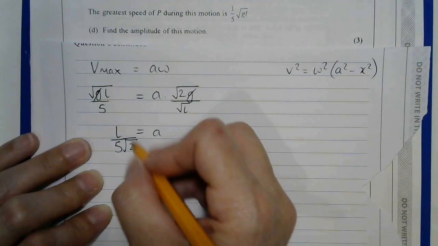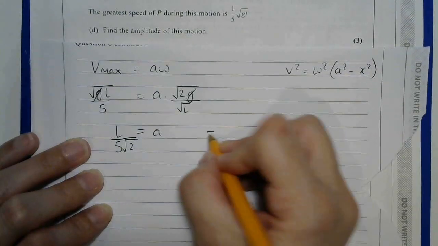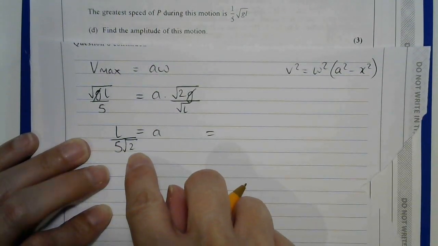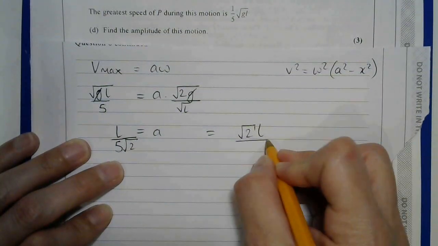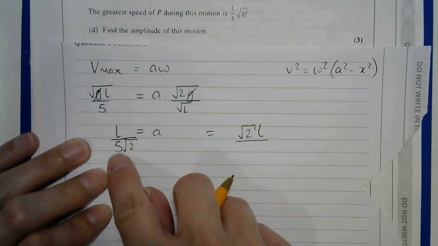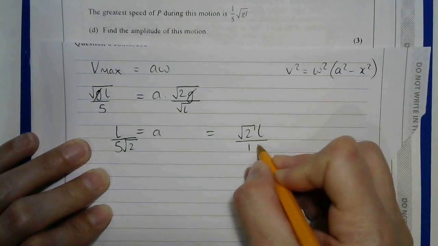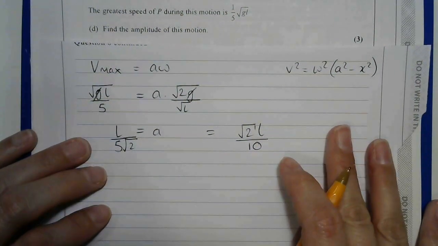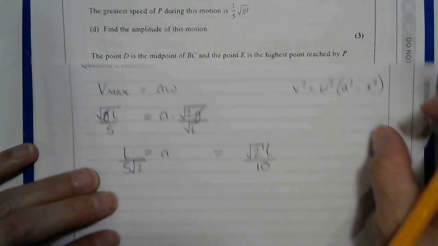So you could rationalize this by multiplying bottom and top by root 2, so you would end up with root 2 multiplied by L over, and on the bottom you would end up with 5 times root 2, so 5 times 2, which is 10. Okay, so that gives you the value of A, that's worth 3 marks.